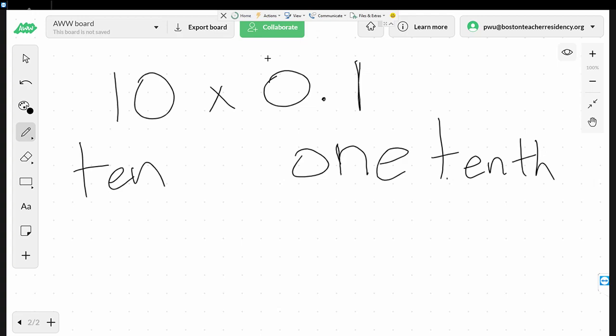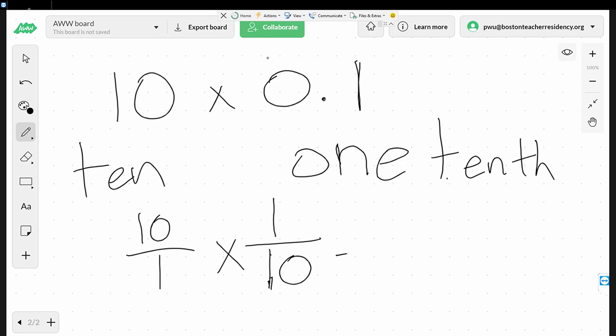Well, when I see the word tenth, I think about fractions. So I'm going to rewrite this as fraction multiplication to get an idea of what our answer might look like. So 10 as a fraction, again, is 10 wholes. So that's going to be 10 over 1 times 1/10. Well, 1/10 is going to look exactly like this: 1 in the numerator and 10 in the denominator. So doing fraction multiplication, this is pretty easy.